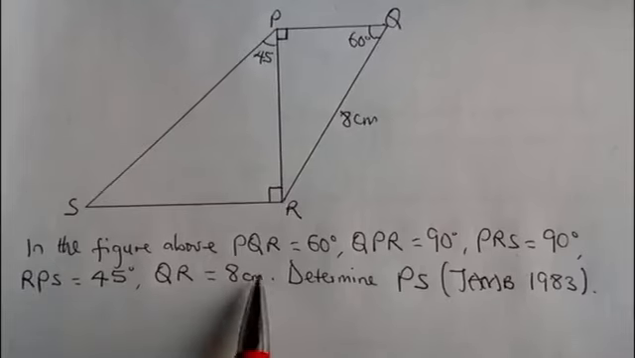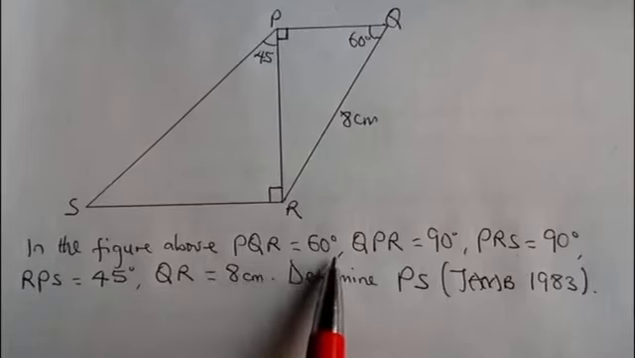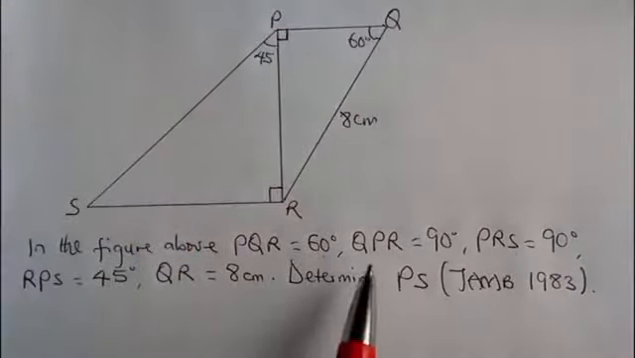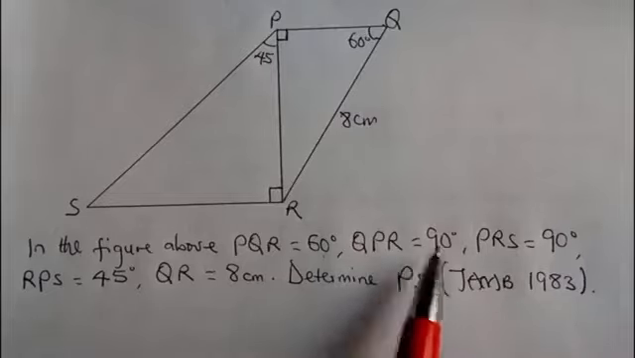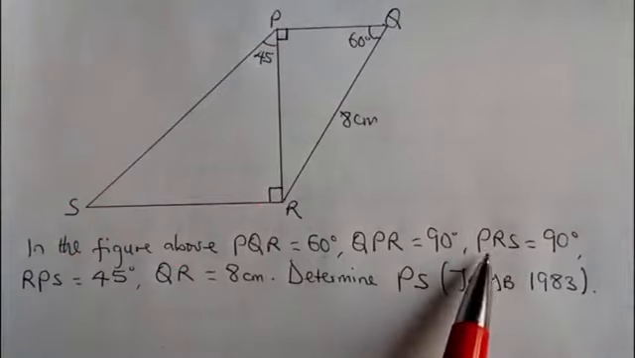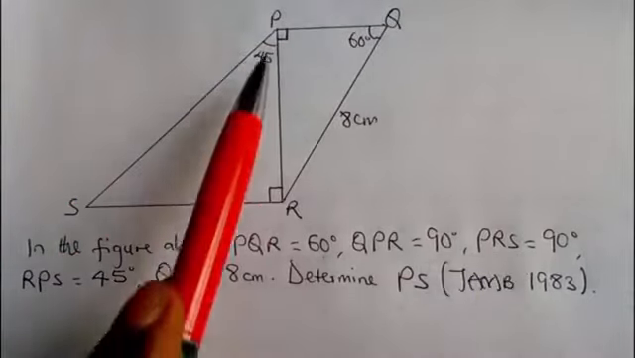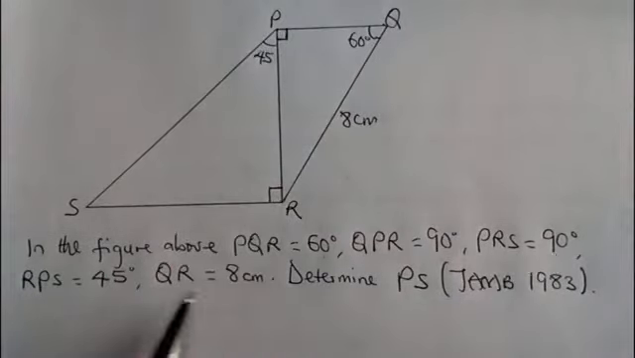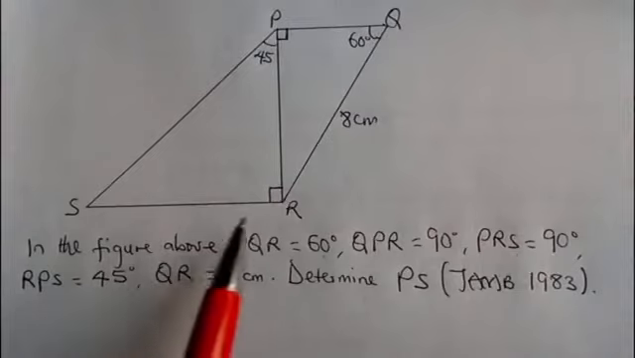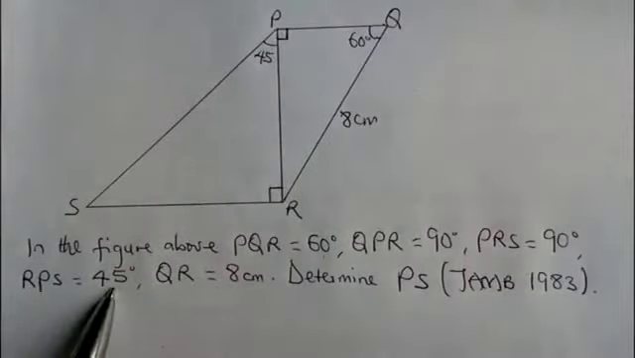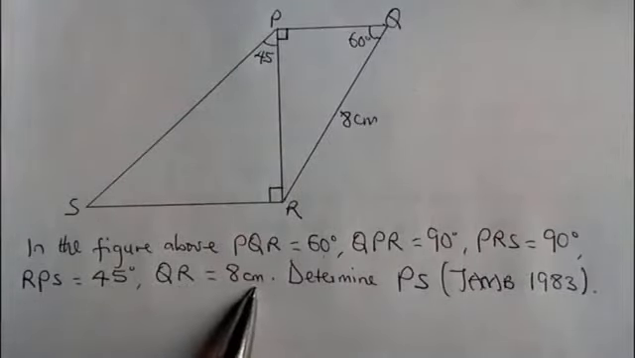In the figure above, angle PQR is equal to 60 degrees, that is this angle here. Angle QPR is equal to 90 degrees, that is this angle QPR. Also angle PRS, which is this angle here, is 90 degrees. Angle RPS is 45 degrees, that is this angle here. Then QR is equal to 8 centimeters.